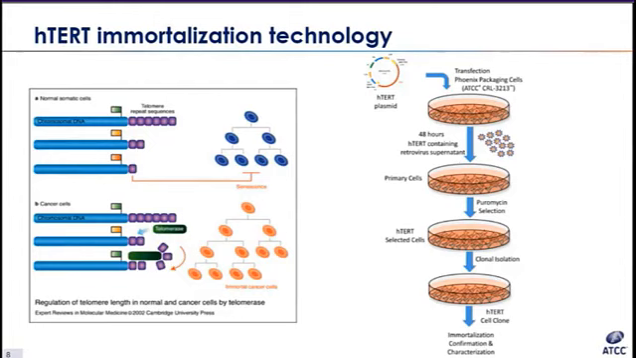For hTERT immortalization, the catalytic subunit of telomerase is stably transfected into a primary cell. Then, through antibiotic selection and clonal isolation, stable clones are generated. ATCC then screens the clones, looking for the one with the best primary cell functionality and the least chromosomal instability.